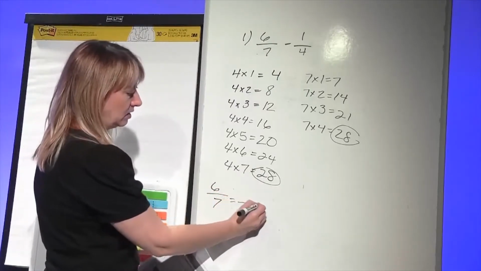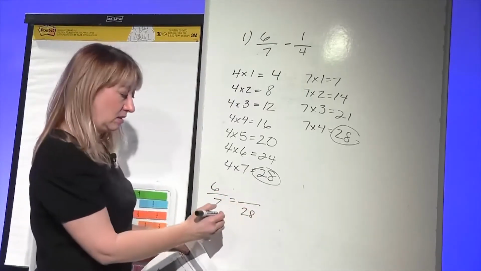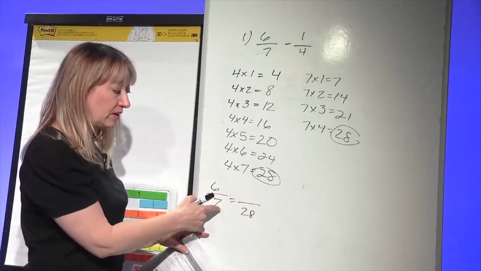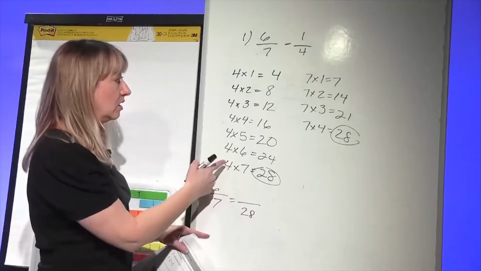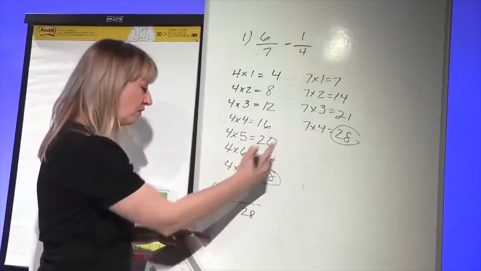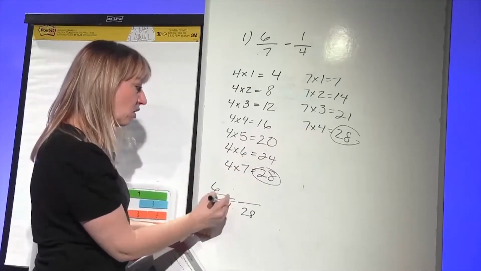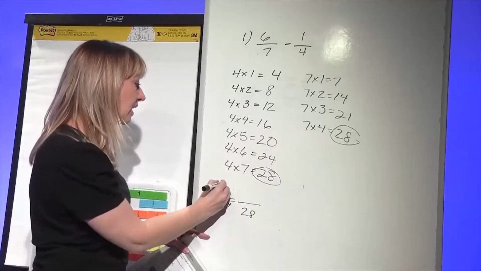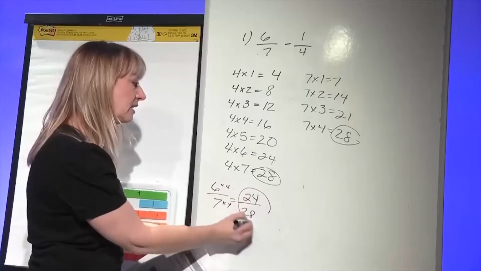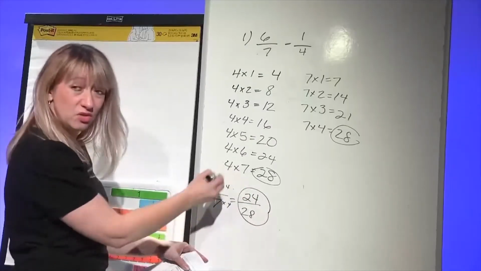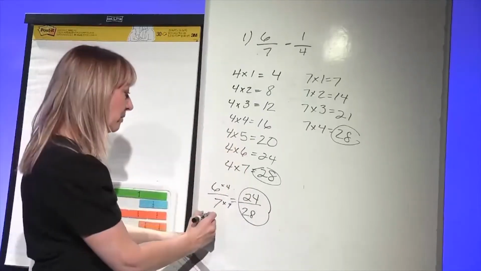6/7. I have to figure out how to get from 7 to 28. What do I multiply 7 by to get to 28? Well, I know if I multiply 7 times 4, I get 28. So if I multiply this by 4, I have to do the same thing here. So now I have 24/28. That's my first fraction. So if you circle it, it might help you keep it straight on your paper.